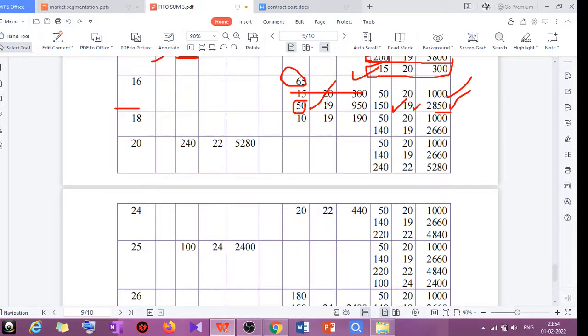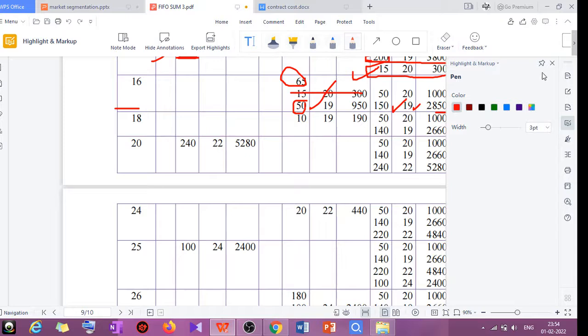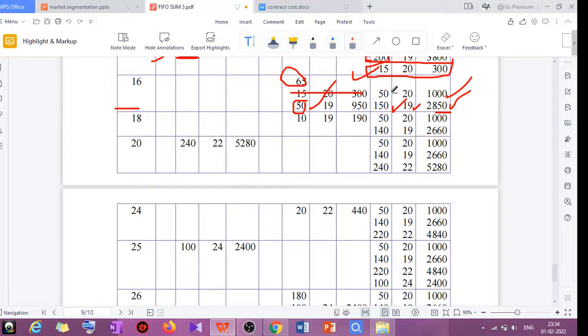Okay, I hope it is clear to you. Listen here. 10 shortage. Shortage means it is an issue. So this is the LIFO method, take from the last price, that is 19 rupees. So it will be 190.